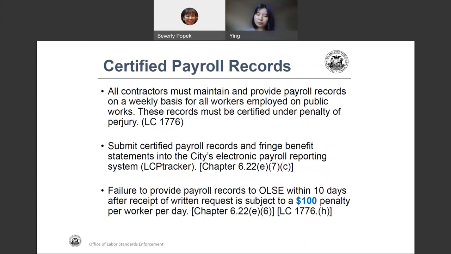So we hold free LCP Tracker training on the second Tuesday of every month. And if you're not available to attend, we also offer pre-recorded webinars covering the basics of how to submit CPRs. And I'm going to show you later how to look for those links on our website. Next.